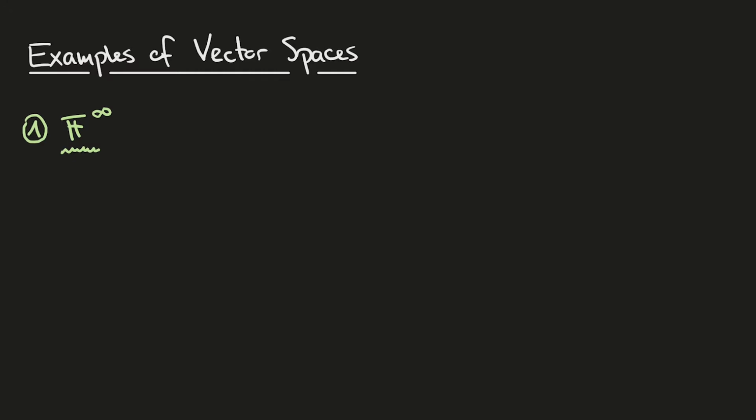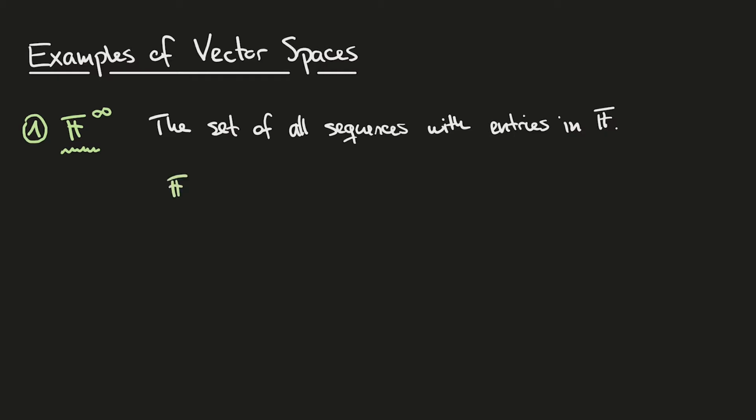We would like the underlying set of this space to be the set of all sequences with entries in F. Formally, we can define this set as follows. So F infinity is defined to be the set of all sequences x0, x1, and so on, where each entry xj in the sequence is an element of F, and the index j is a natural number.